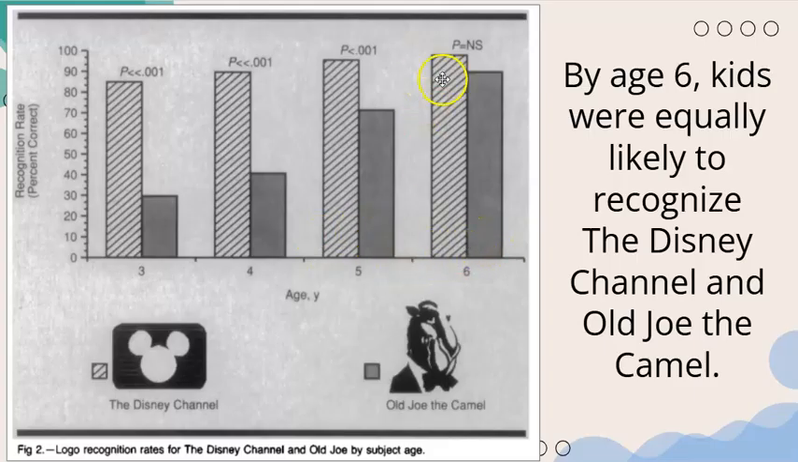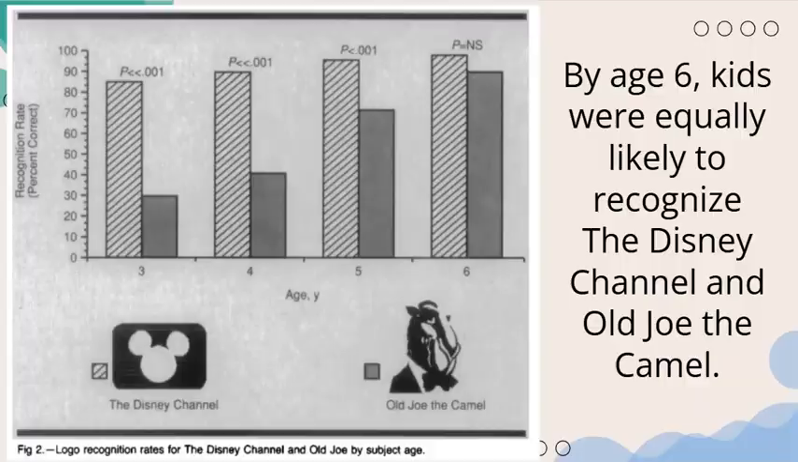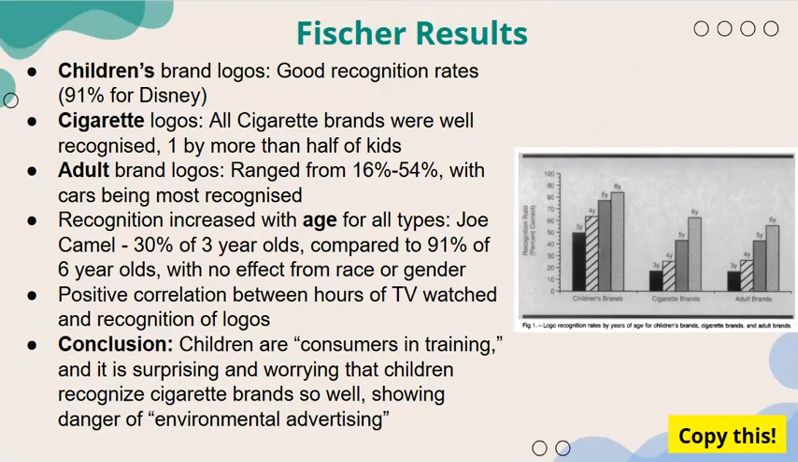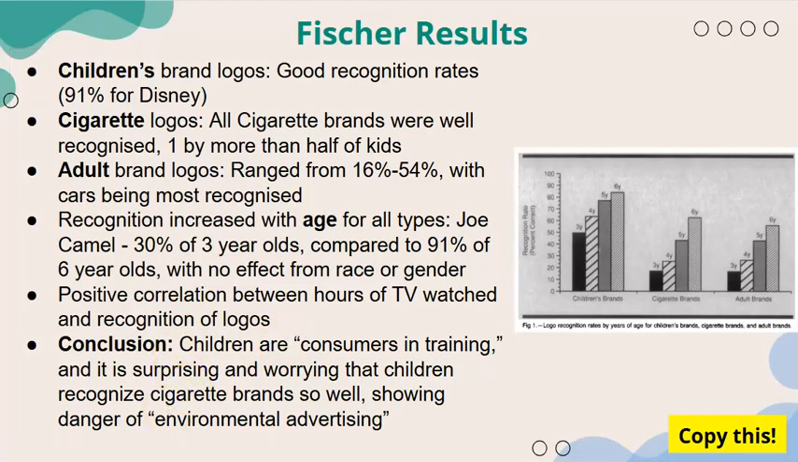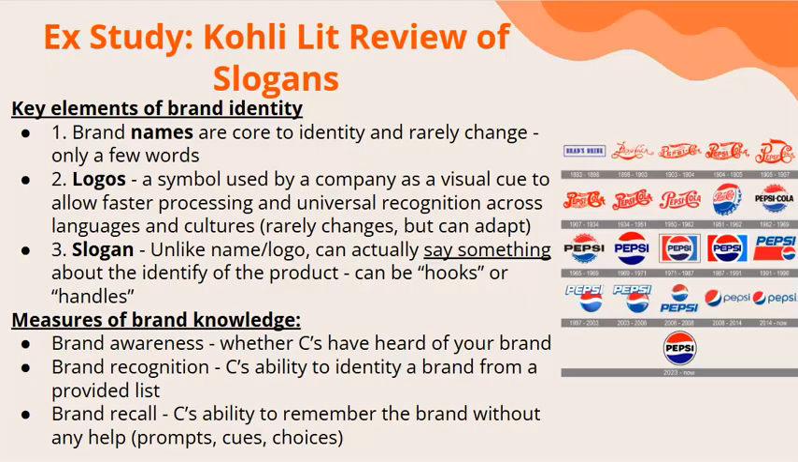Those 6-year-olds are equally likely to recognize the Disney Channel and Old Joe the Camel as a cigarette brand. So this is disconcerting because we can say conclusively, and connecting to application, children are consumers in training. So if they're already recognizing cigarette brands, there's a danger of the kind of environmental advertising. Not that they're directly advertising to children, obviously, if you ask the tobacco companies, but the kids are seeing it.